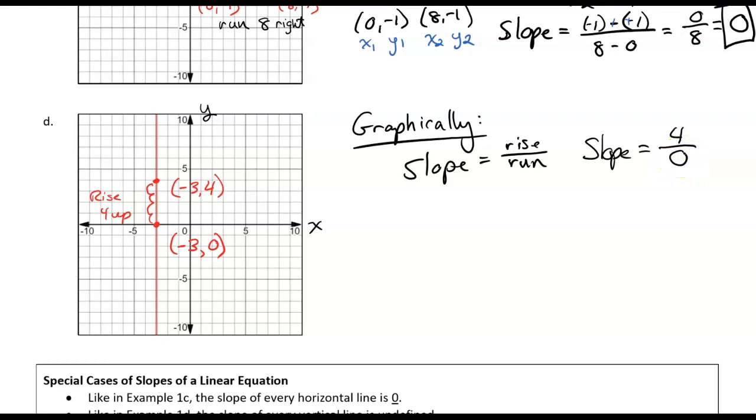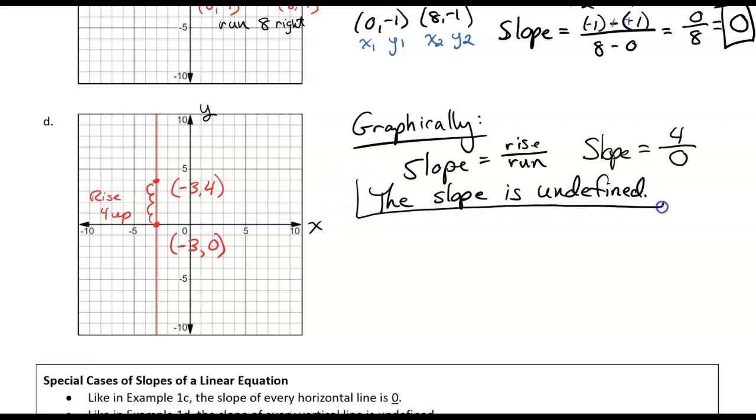The run is 0. And what did we say in our earlier section about dividing by 0? Can we ever divide by 0? We cannot, right? That's a big deal in math. We can never divide by 0. So in this case, we're going to say our slope is undefined. It's not possible. It's not a value that we can write down, right? It's this undefined, this unknown part.